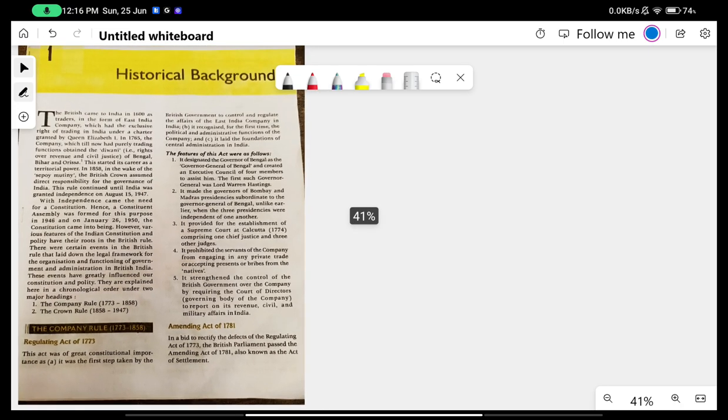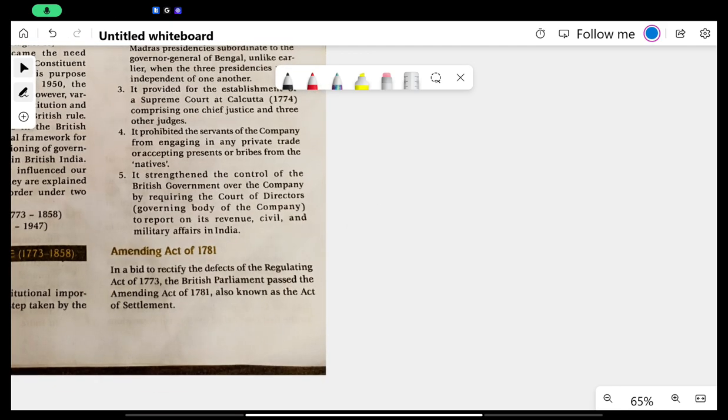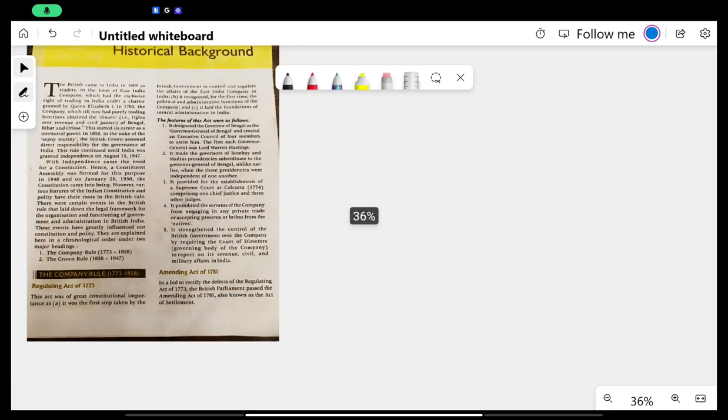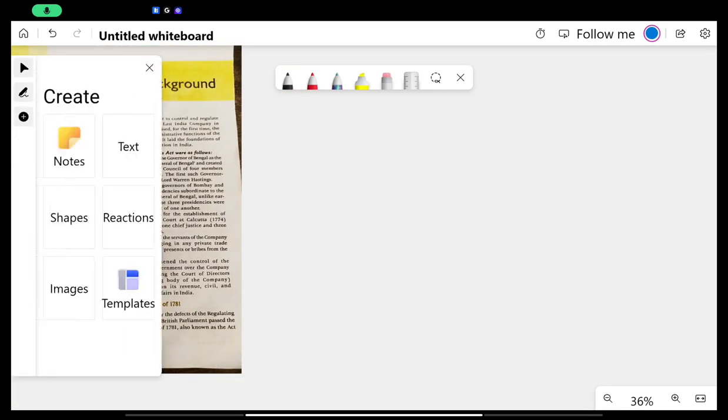Now moving on to the second act, the Amending Act of 1781. This was also known as the Act of Settlement. This act was passed, as it is already written here, to rectify any defects or faults that were left in the previous act. Okay, so now let's add the second page to it.